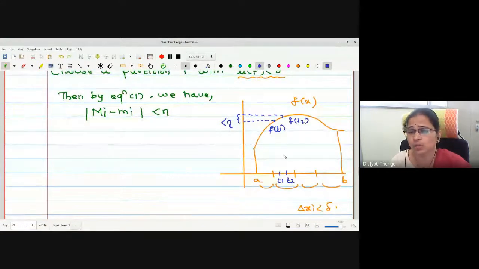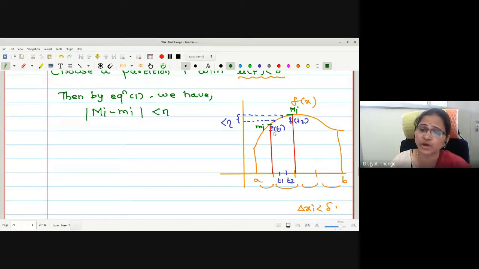Okay. Now, what about the infima and suprema of the function in the same interval? What is the suprema and infima here? Let me draw. It has to go straight. Okay. What about suprema and infima? Where is my suprema? Where is my infima? Here is, say, suprema, capital Mi. And here is, say, small mi.